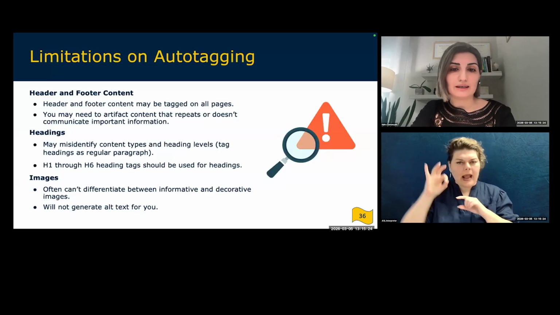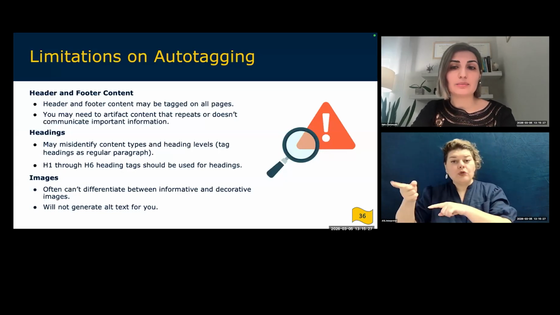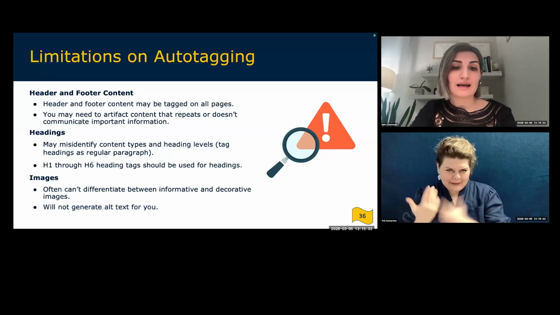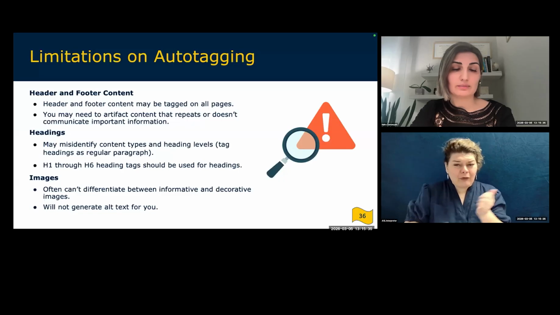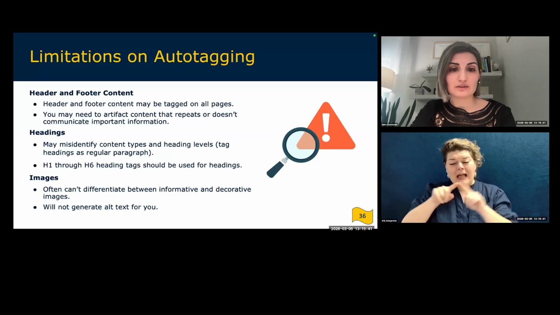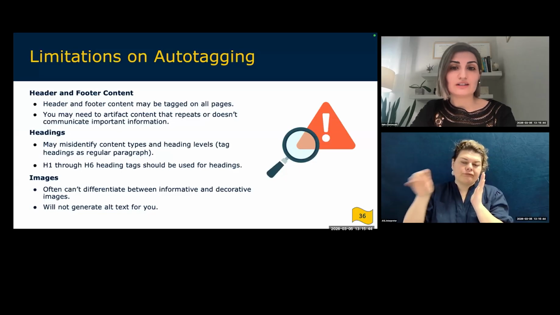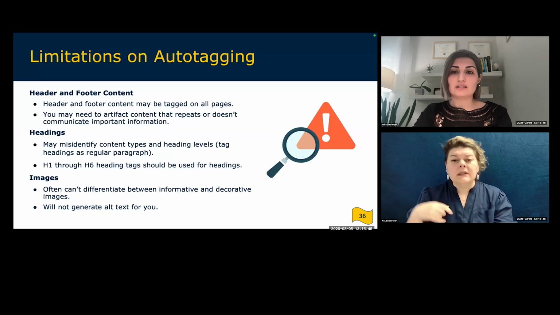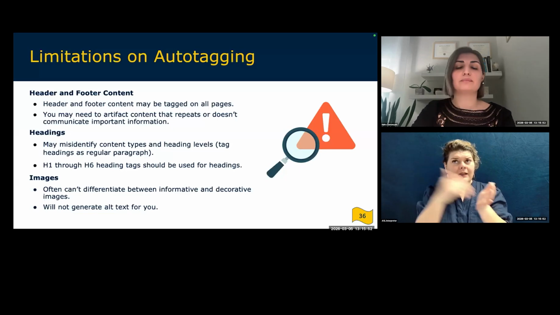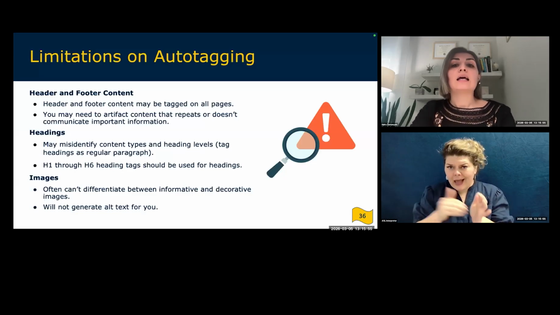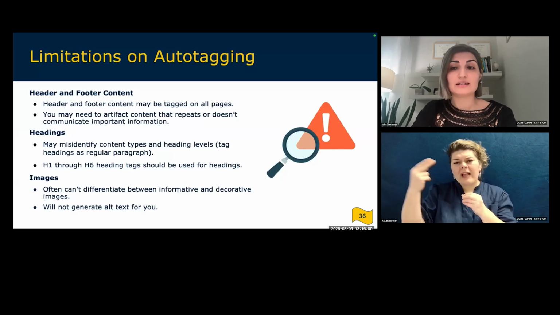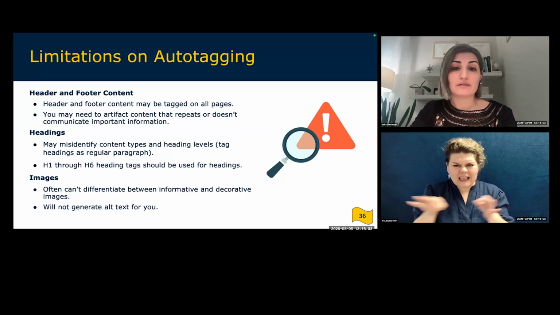When you run auto tagging, header and footer content may not be reliably tagged. This is what I mean. It can often be tagged on every single page as regular body text, and it can be read aloud multiple times by screen readers, which can create a frustrating user experience. Imagine you're listening to a sentence that continues onto the next page, and suddenly the screen reader reads the page number or header information right in the middle of the sentence. This breaks the flow.